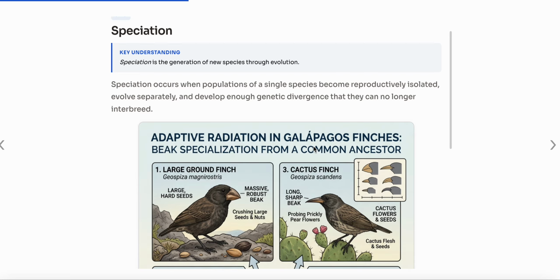Now speciation. Now what is speciation? Speciation is the process of formation of new species. And how does that happen? It happens through reproductive isolation.